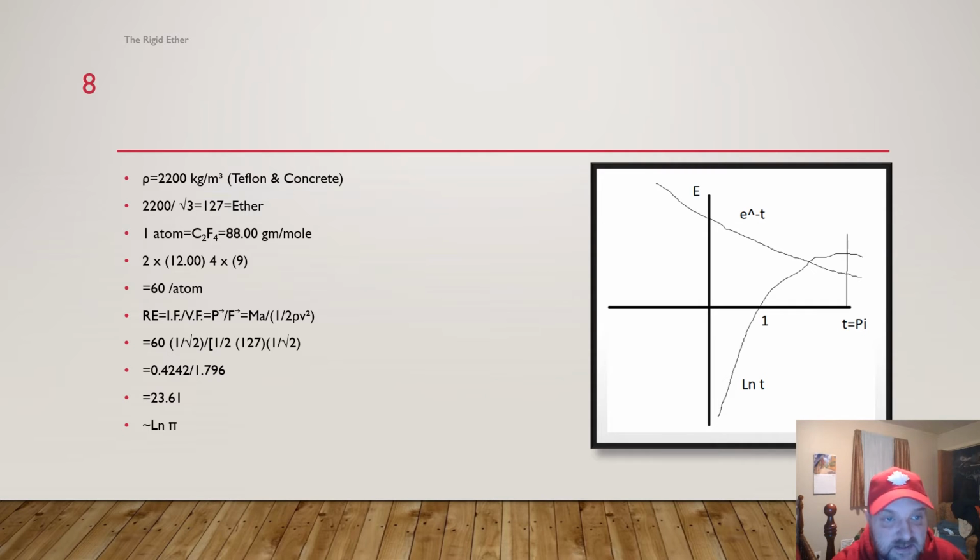Some of the characteristics we see there: Teflon has the same density as concrete, the density of concrete divided by root 3. Root 3 is what's called the eigenvector of the time, is equal to 127 for the ether. And 1 atom of C2F4 is 88 grams per mole, which is 60 per atom. And if we plug that into our Reynolds number formula, we get 23.61, which is the ln of pi. So that brings us to our energy time diagram there on the right.